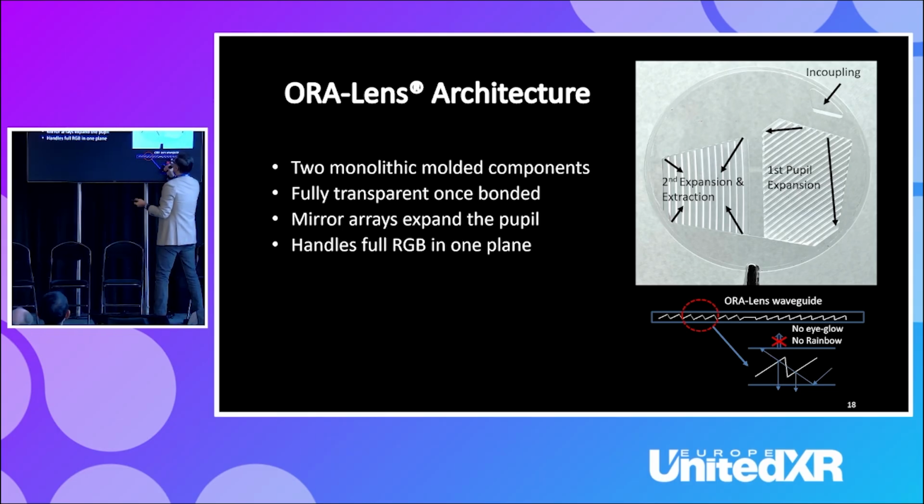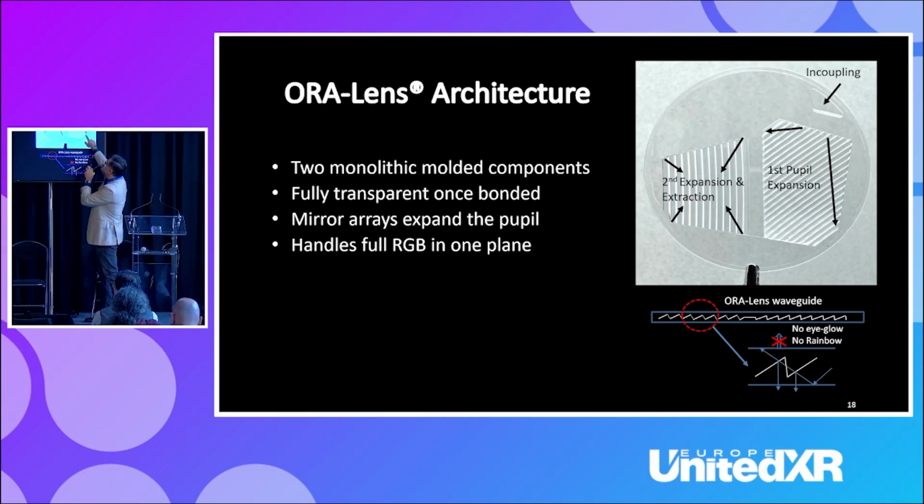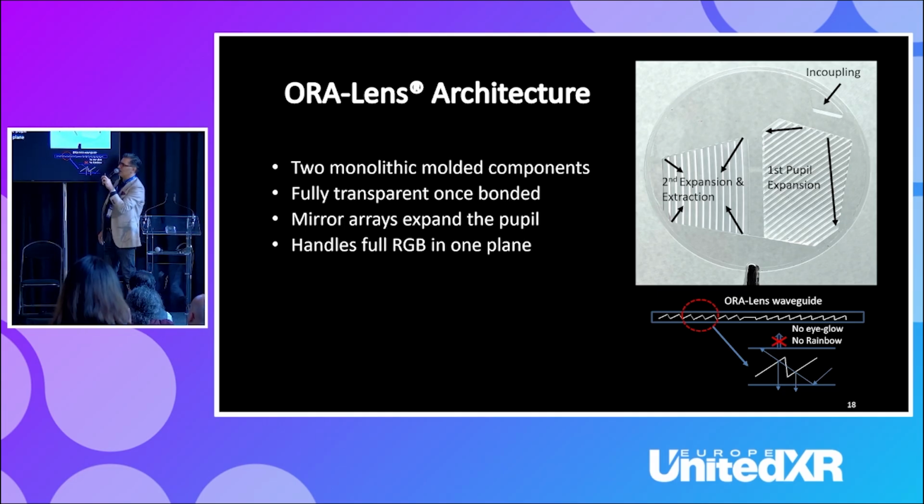Well, it's a 2D waveguide, just like I showed before. Sorry, you have the incoupling, first pupil expansion, second pupil expansion, and that's it. Here you have one of the 2 pieces that I talked about, right? So this is a 2-piece system. It's 2 pieces glued together. This is 1 piece, so you see the prisms really well. When you glue them together, it becomes transparent, obviously, when you bond them together.